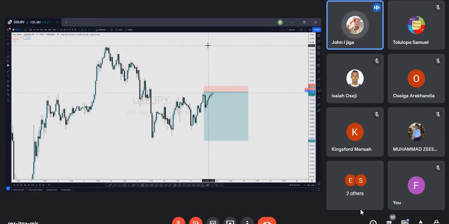Okay, so how would I trade this and be on the safer side? The safest you could do is your risk management. Your risk management matters a lot. How much are you risking?